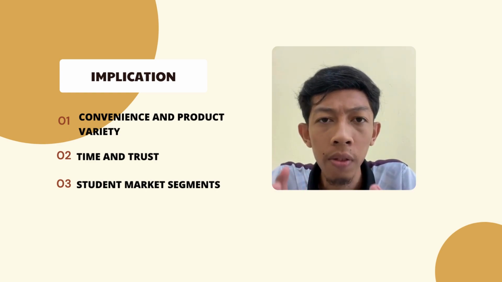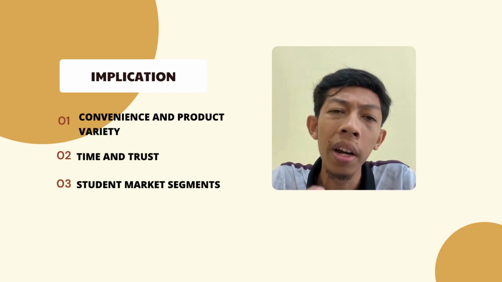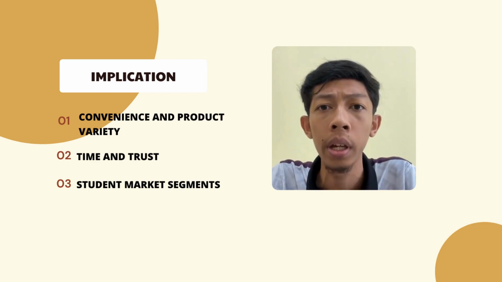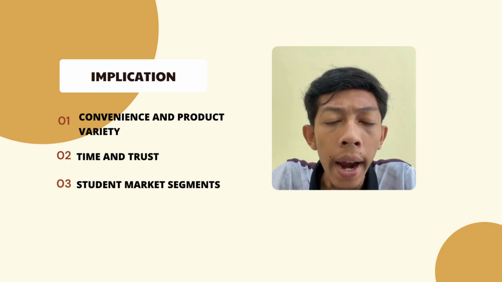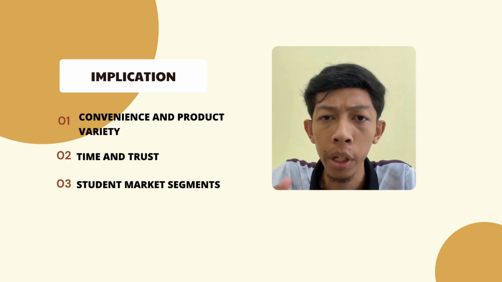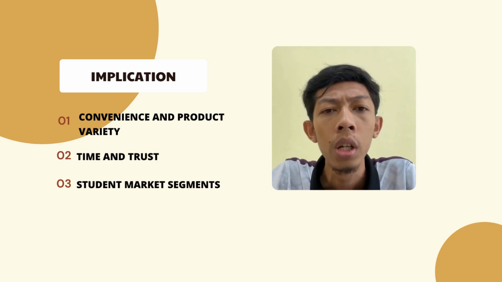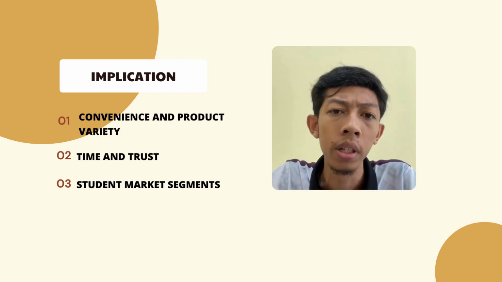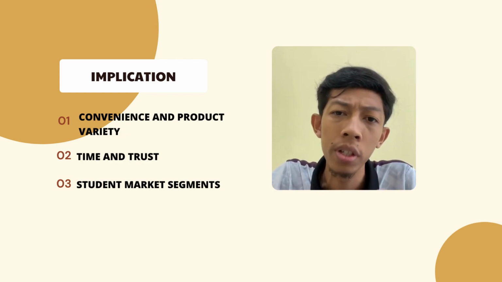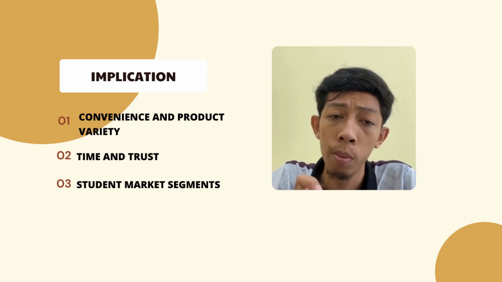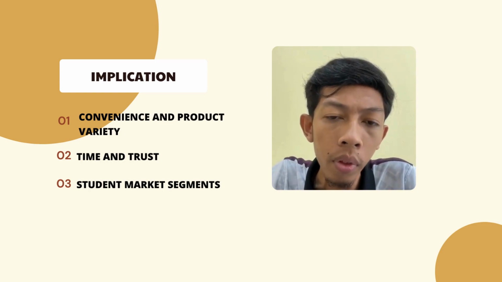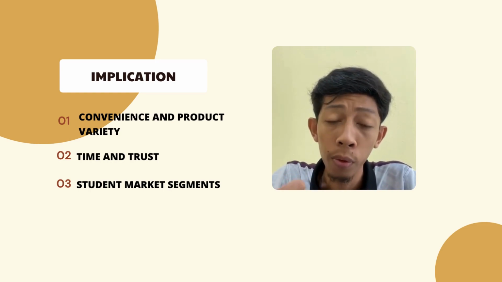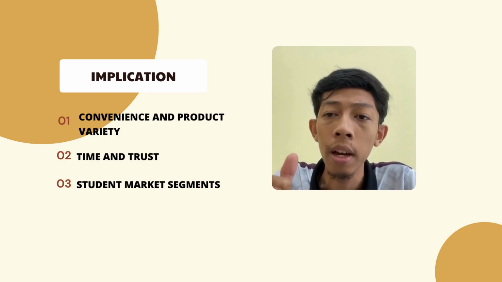This study on the factors influencing online shopping behavior among undergraduate students in the post-pandemic era can have a wide-ranging implication, which is that convenience and product variety are significant factors and play a crucial role in shaping student online shopping behavior. So, the online shopping decision of students is positively influenced by the variety of products available and the simplicity of exploring and purchasing online. Next, we move to the second implication, which is time and trust.